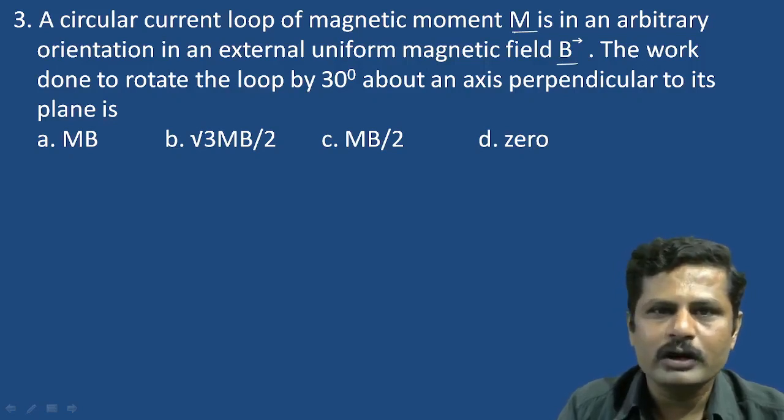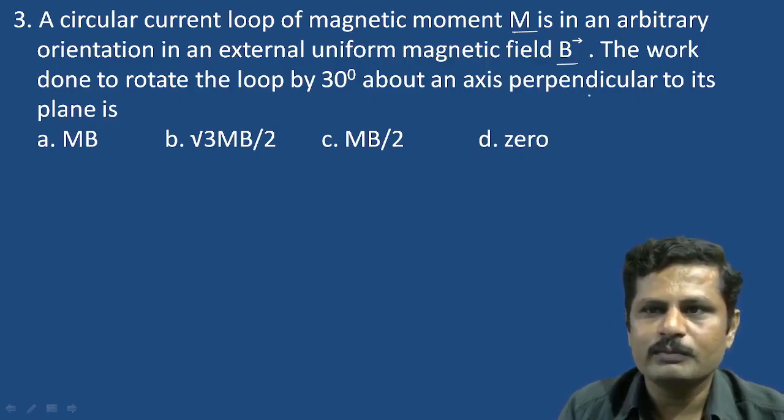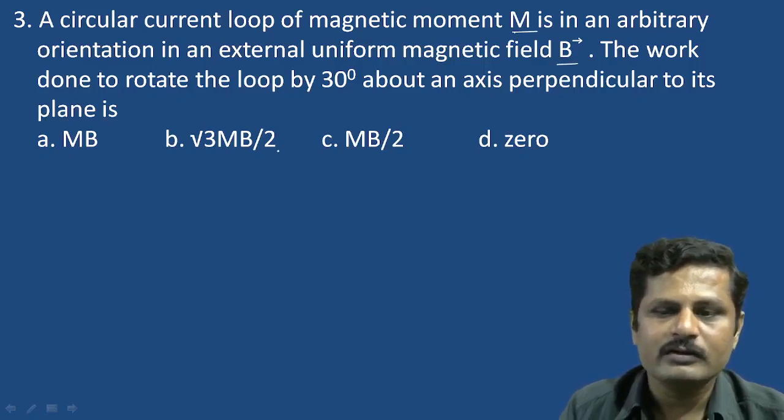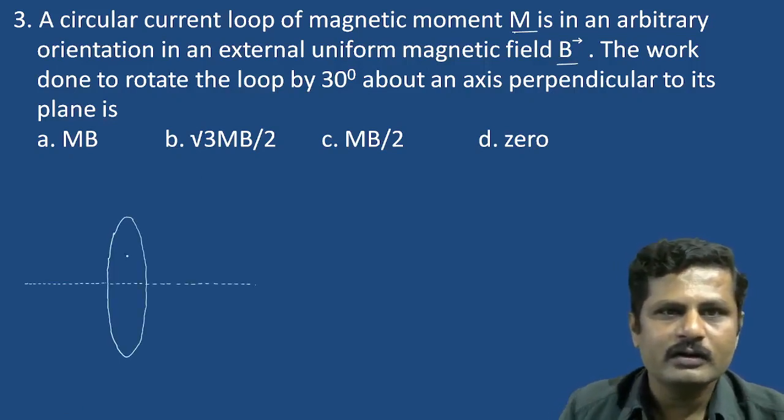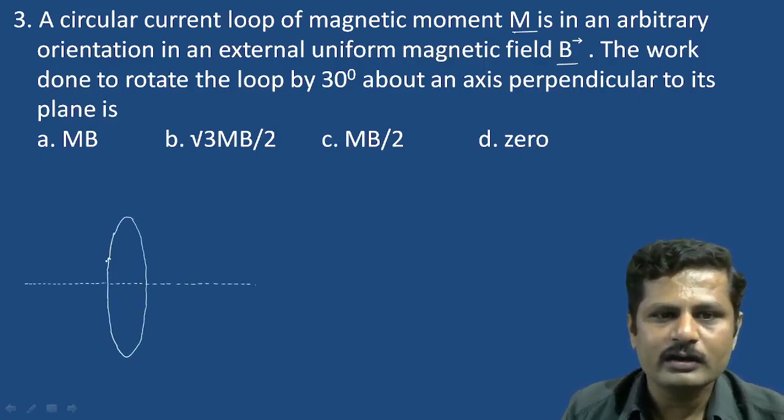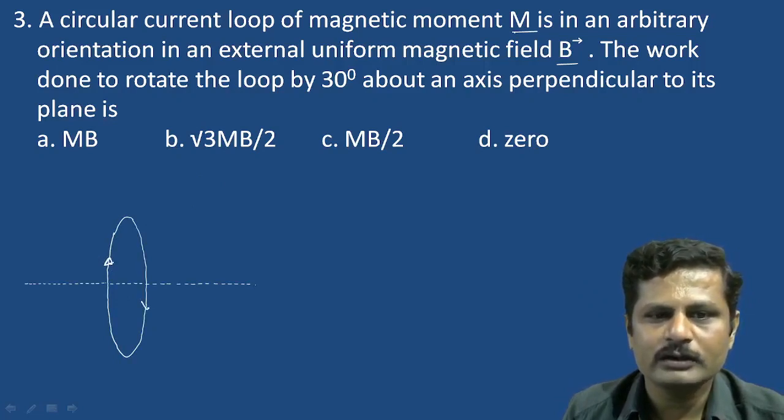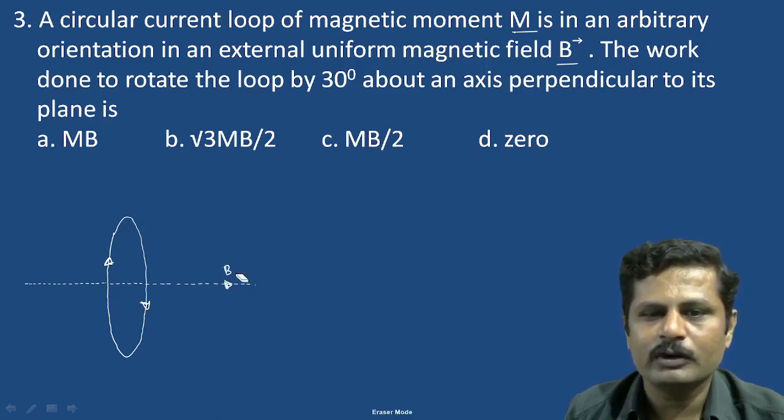The work done to rotate the loop by 30 degrees about an axis perpendicular to its plane is... So let me consider a circular loop which is carrying current in the clockwise direction. If the current is moving in the clockwise direction, then the direction of the magnetic moment, which is given by the right hand thumb rule, that is M, will act in that direction. So the current is moving in the clockwise direction.